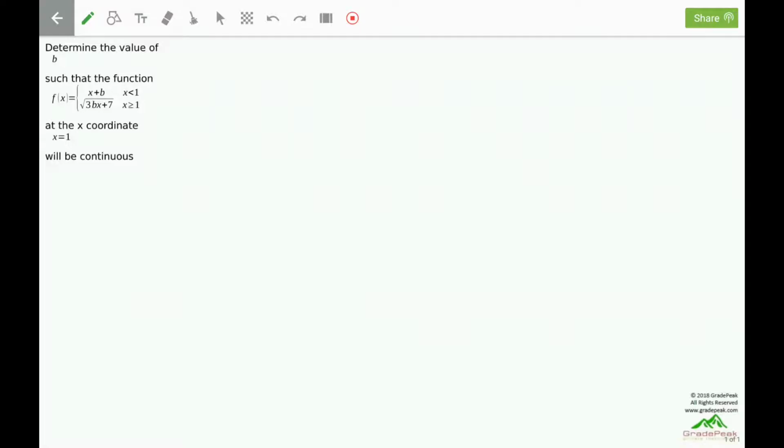Determine the value of b such that the function f of x equals x plus b for x less than 1, and the square root of 3bx plus 7 for x greater than or equal to 1, will be continuous at the x-coordinate x equals 1.